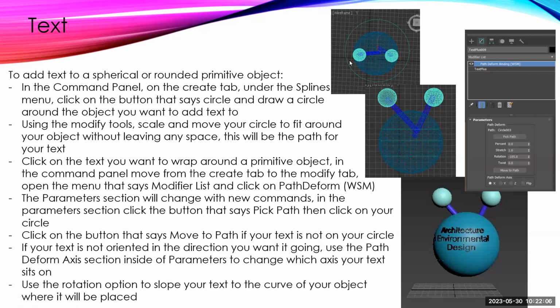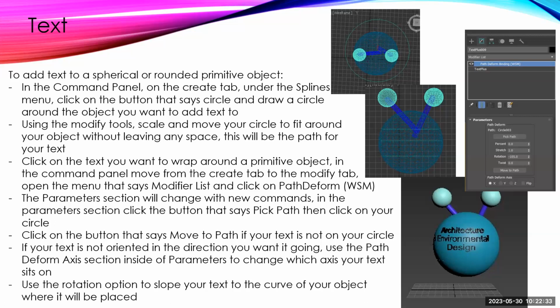So this top picture here shows the circle when it's first placed. And then in the second picture, it's been scaled and moved to fit exactly snugly around the sphere. You then click on the text that you want to wrap around the primitive object. And in the command panel, you would move from the create tab to the modify tab, and then open the menu that says modifier list and click on path deform.